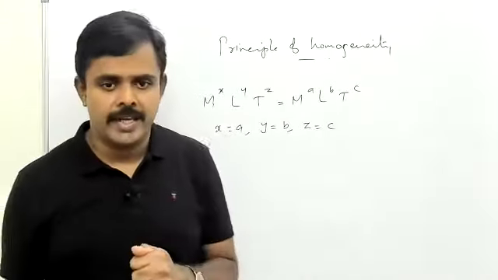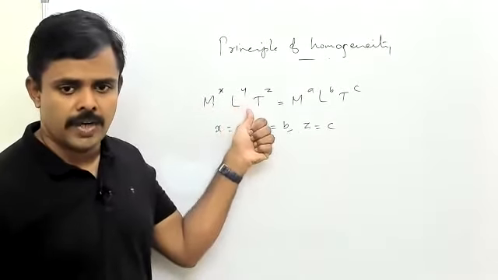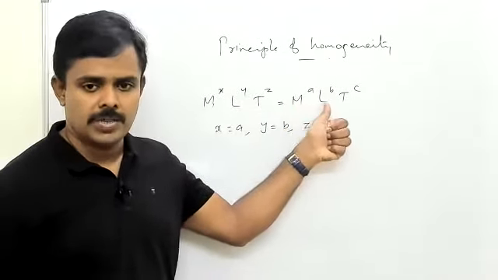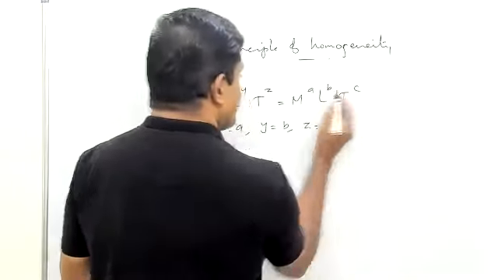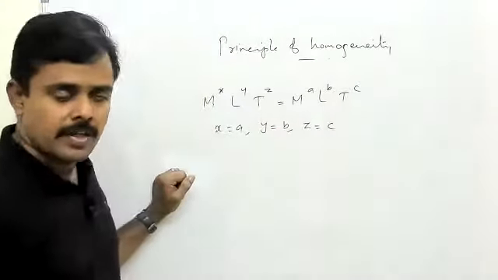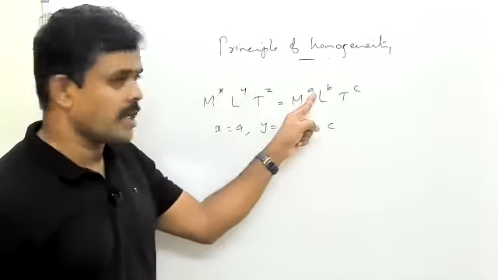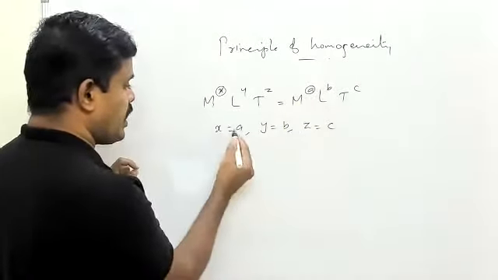Principle of homogeneity. According to the principle of homogeneity, if m raised to x, l raised to y, t raised to z is equal to m raised to a, l raised to b, t raised to c, and this is to be true, then the exponents of m should be identical. The power of m is x, the power of m is a. x should be equal to a.